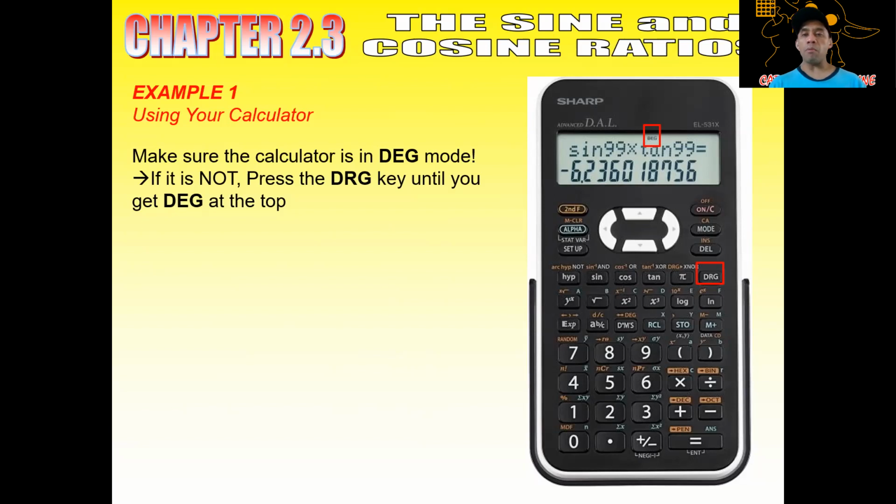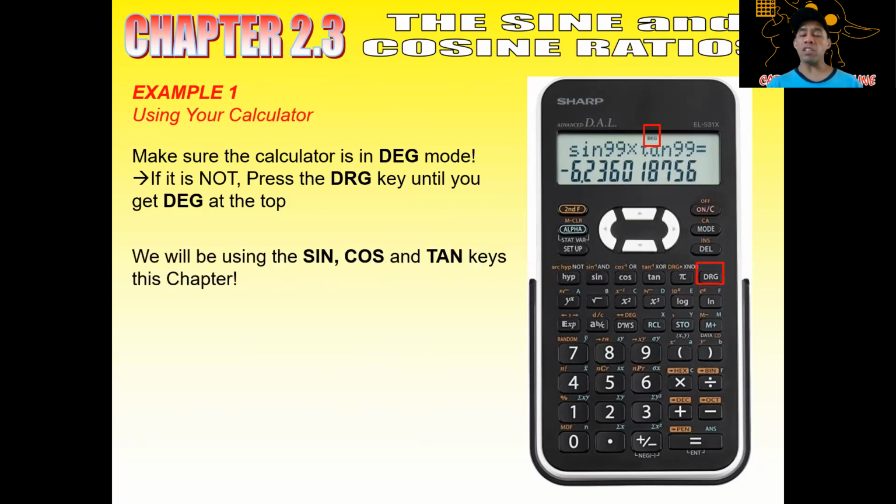Now, the keys that we're going to use in this chapter are ones that you have never used before, and you're probably staring at them and going, what in the world are these keys? That's the sine, cos, and tan keys here. Today we're only going to focus on the first two, which are the sine and cos, and then we'll worry about tan in the next lesson. Basically, these are the keys that we're going to use to solve for either the side lengths or the angles of a right angle triangle.